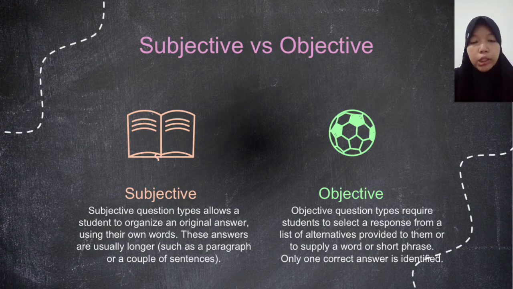While objective question types require students to select a response from a list of alternatives provided to them, or to supply a word or short phrase. With this type of question, only one correct answer is identified. So objective questions are far more exact and less open to students' interpretation of concepts or theories.